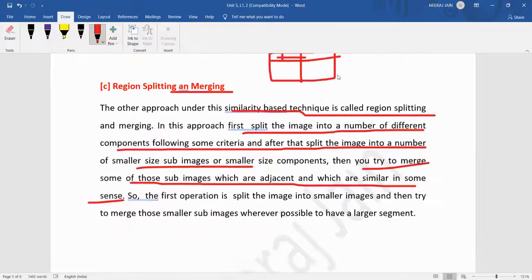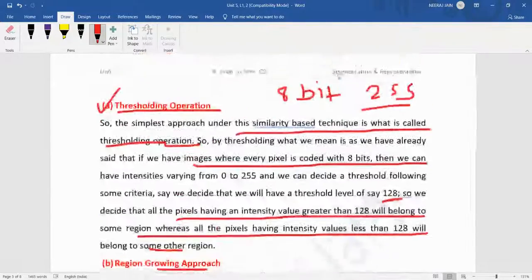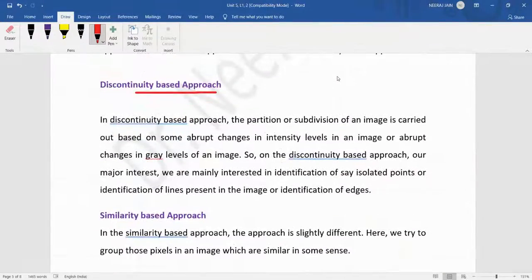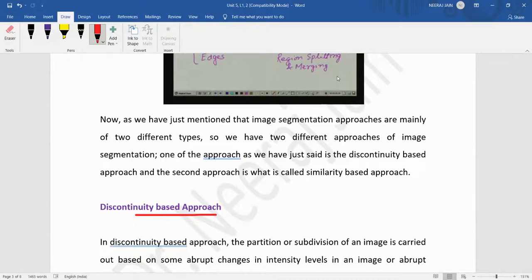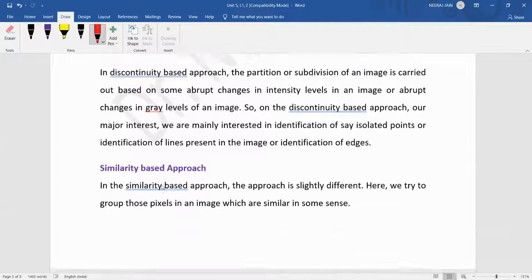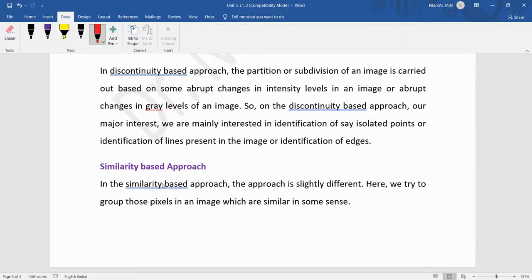So in this manner, we have seen the different approaches of image segmentation. These are the discontinuity based approach we have seen, and we have also seen the similarity based approach.